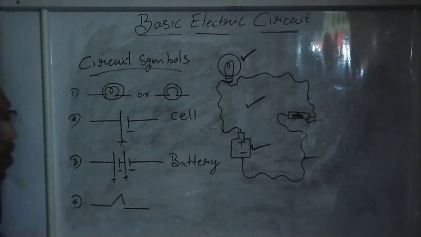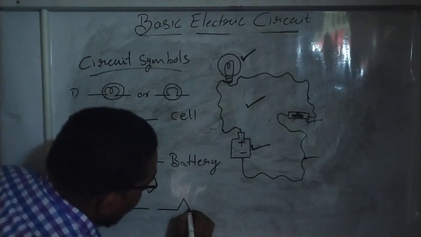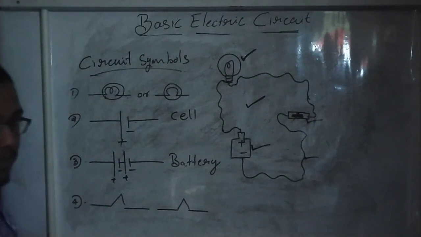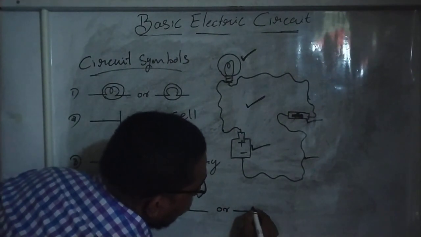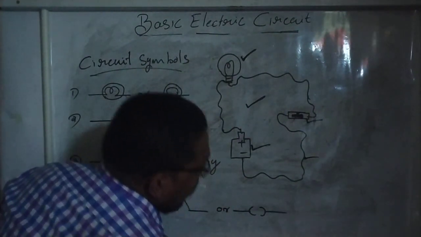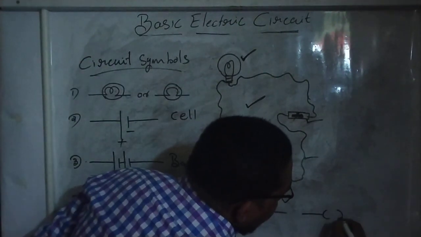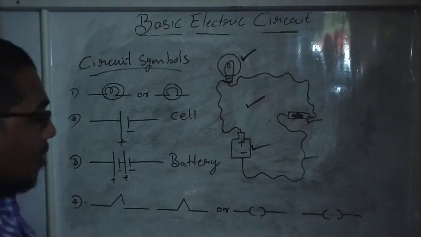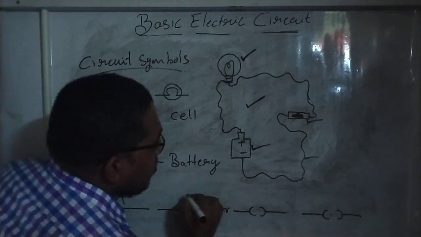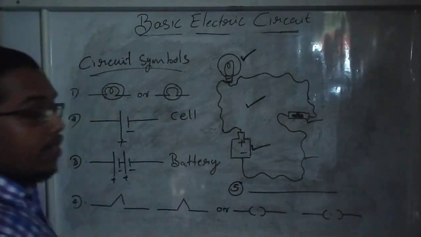This is what we call open switch, and this is what we call closed switch, or you can use these symbols also. This is what we call open switch or open key, and closed key or closed switch. Then connecting wires can be represented simply by a straight line. This is what we call connecting wire.